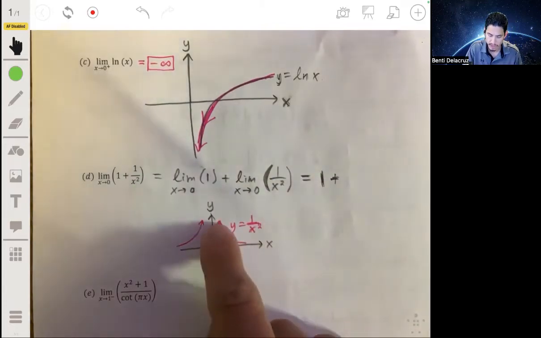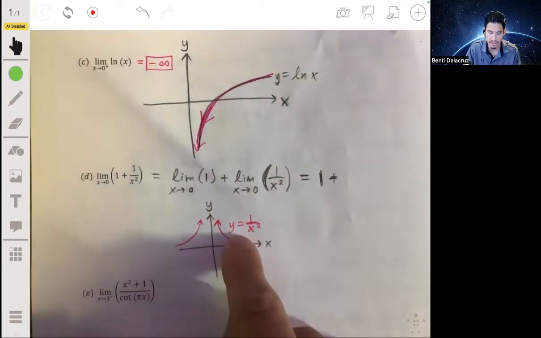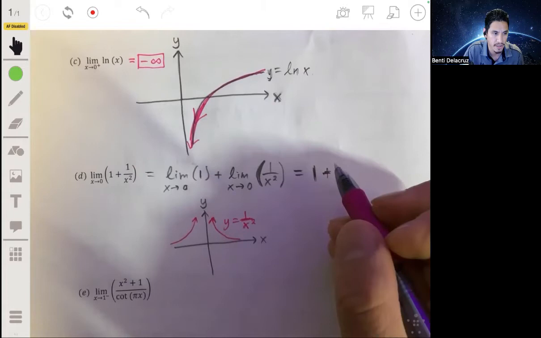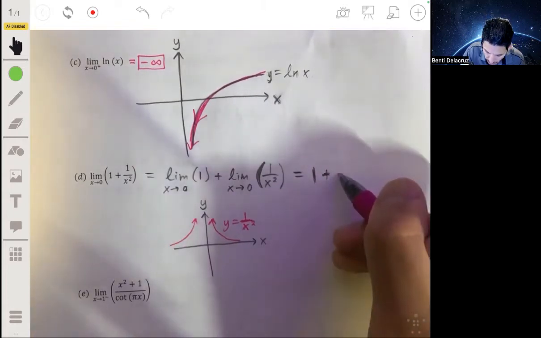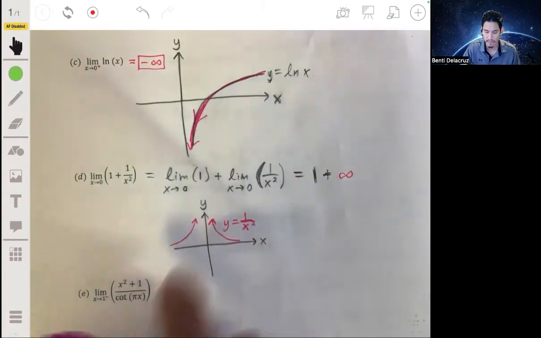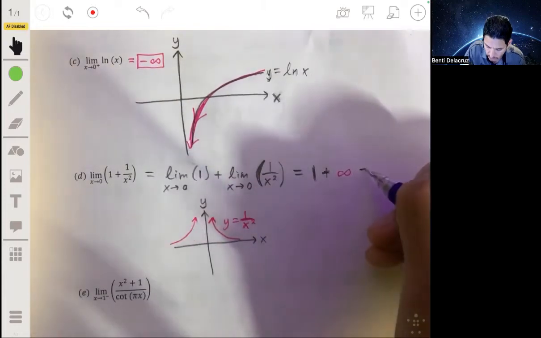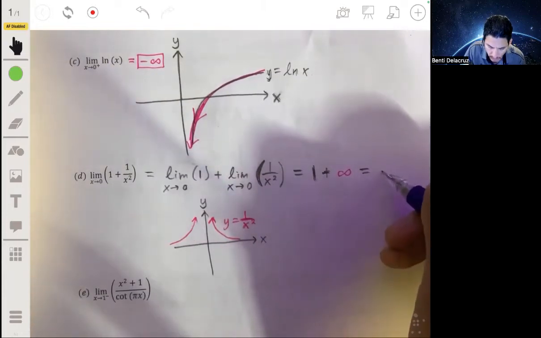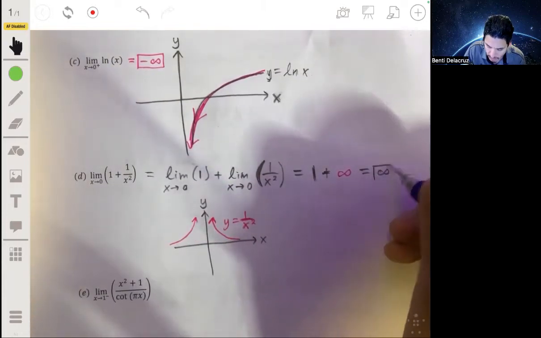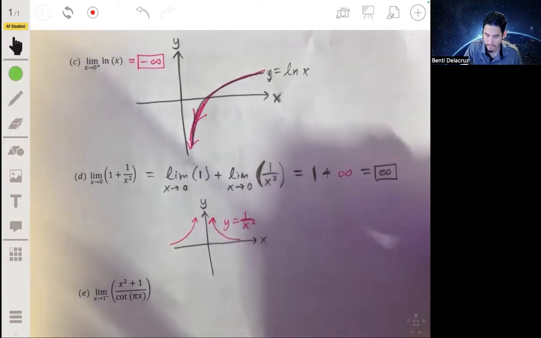So when it's approaching 0 from both sides, the graph gets infinitely large, so the limit is infinity. So we have 1 plus infinity, and we know from the theorem that we learned, any number plus infinity will just be infinity.